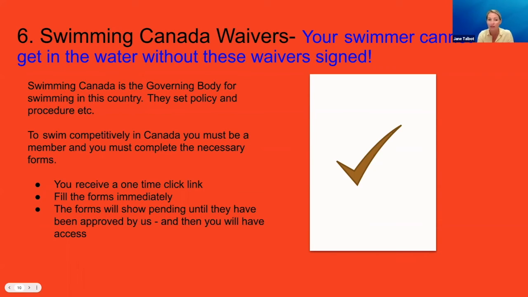So you'll receive a one-time click link, click on there, fill the form straight away. They're not massively user-friendly, so just take your time and make sure that you've clicked all the boxes and signed all the places that you need to sign. And then the forms will show pending, and that's just something that we have to do in the office to get them approved. Just a step that we have to take. And once that's been done, you'll have access to the information on our webpage and access to the pool as well, because you can also get in and get training.